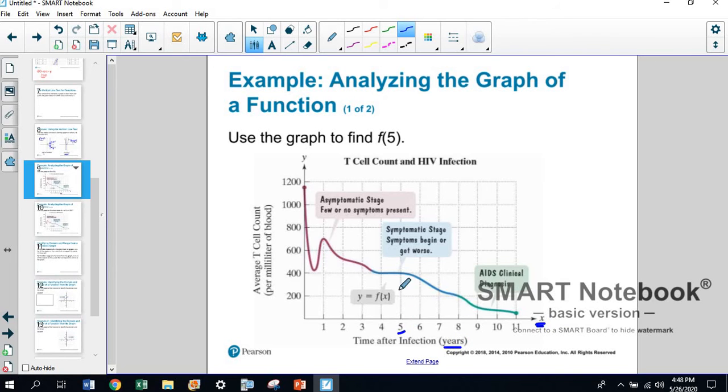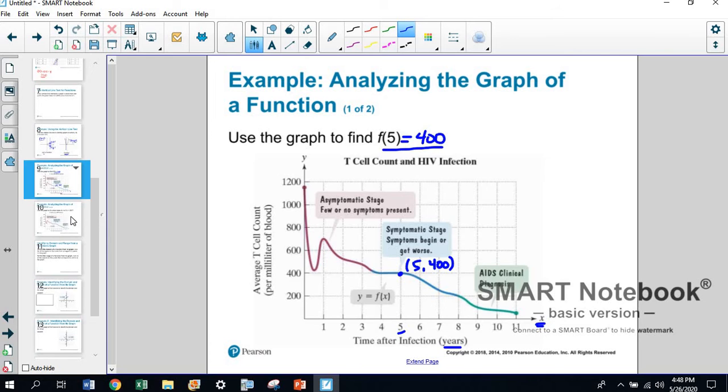If we take a look at x equal 5, we go up or down until we hit a point. Here's a point right there. What's the y value that goes with that point? 400. So f of 5 is equal to 400. What does that mean? That means after 5 years, the average T cell count in a milliliter of blood is 400 T cells. Okay, so that's how you read that off of there.